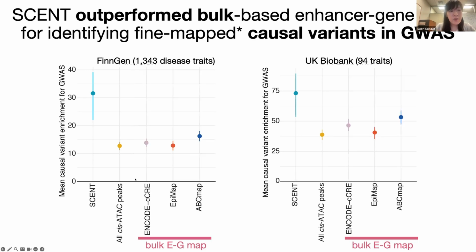And also, when compared with the previous conventional enhancer-gene maps, such as EpiMap or the ABC model, our model outperformed. And I think this result is impressive because these bulk tissue-based models use more than 100 donors to create such maps, whereas our enhancer-gene links can be created even with a single donor. But if we have thousands of single cells, that has given us a lot of statistical power.